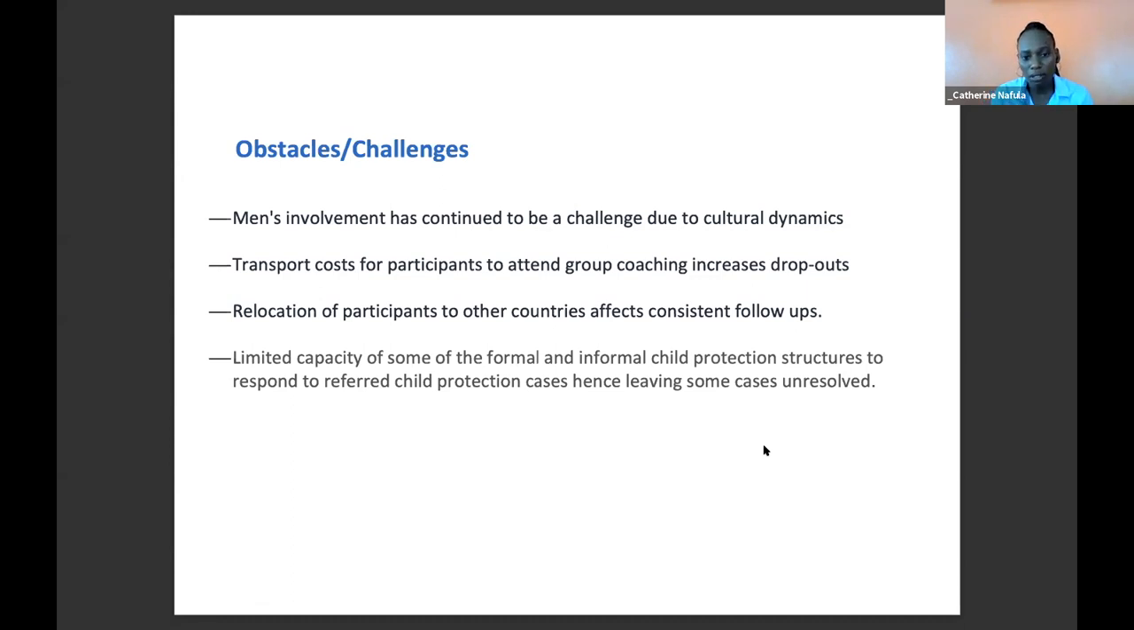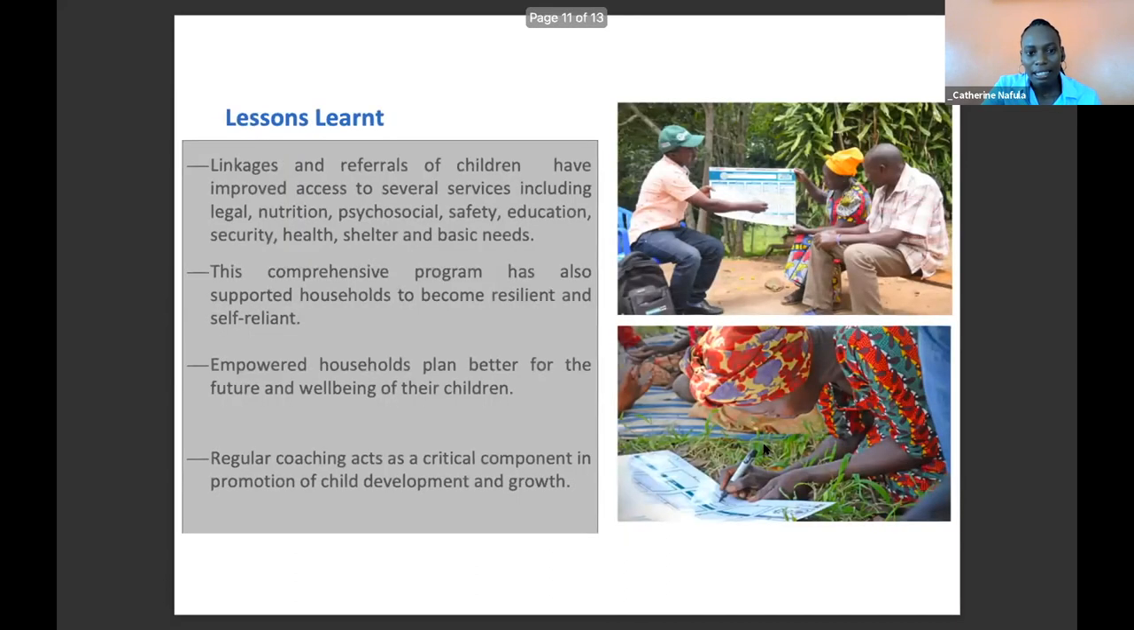Relocation of participants to other countries affected the persistent follow-up. Since we are working with refugees, we find that sometimes they get resettled, they get back to their countries. Next slide, please.